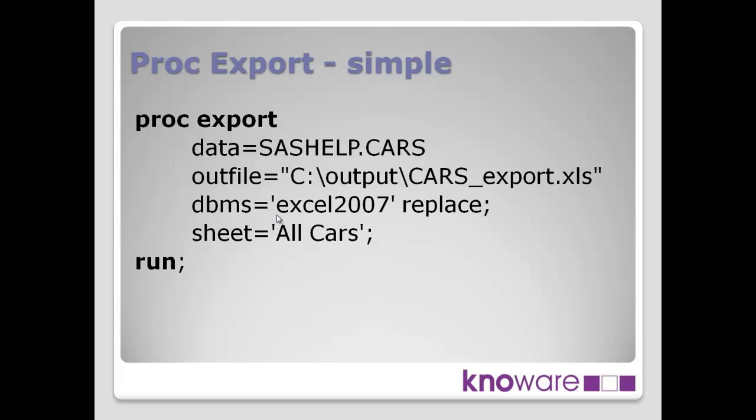So this is explicitly saying we want this to be Excel 2007, and we're using the replace option. That says if the file exists already, replace it, just overwrite it. And what is the worksheet we're going to write this data into? It's going into the worksheet called All Cars.